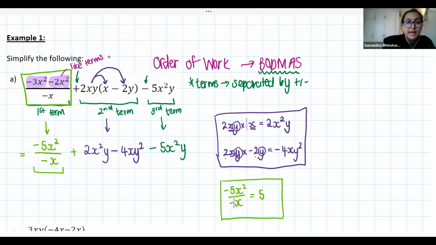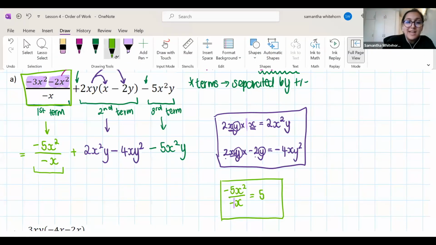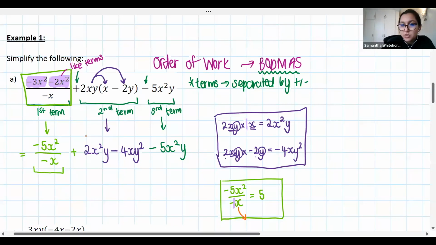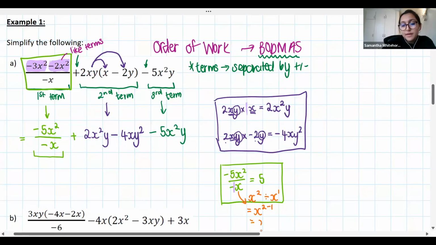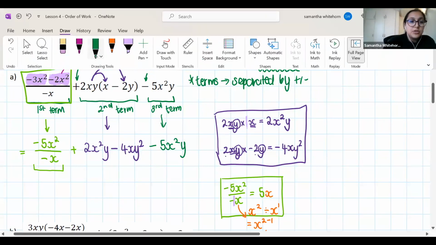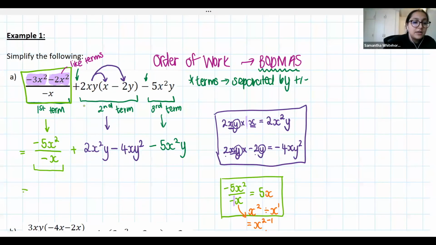And then remember again, as I said in our last lesson, whenever we have got division or multiplication of variables, we need to go back to our exponential laws. If I've got x squared divided by x, my exponent laws tell me to subtract the exponents. Now this x has an exponent of 1, so it would be 2 minus 1, which gives me just x. You can say x to the power 1, but that doesn't really change anything. So this is 5x. So this first term has simplified to positive 5x.